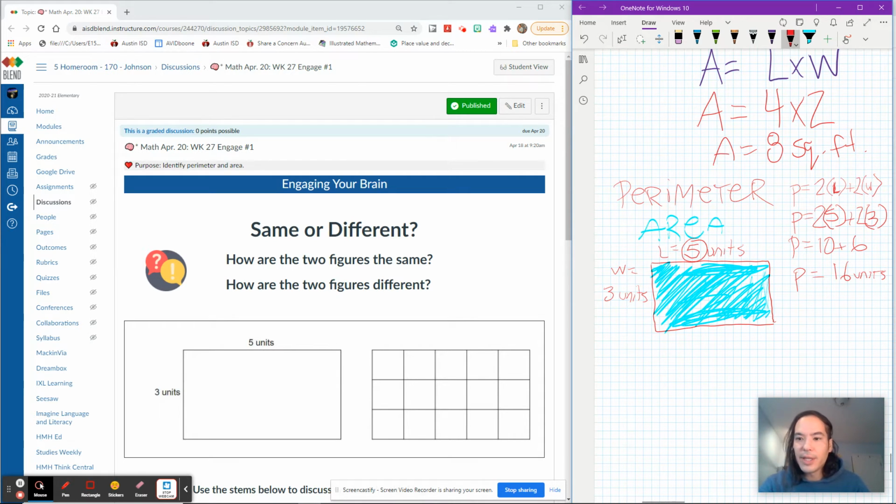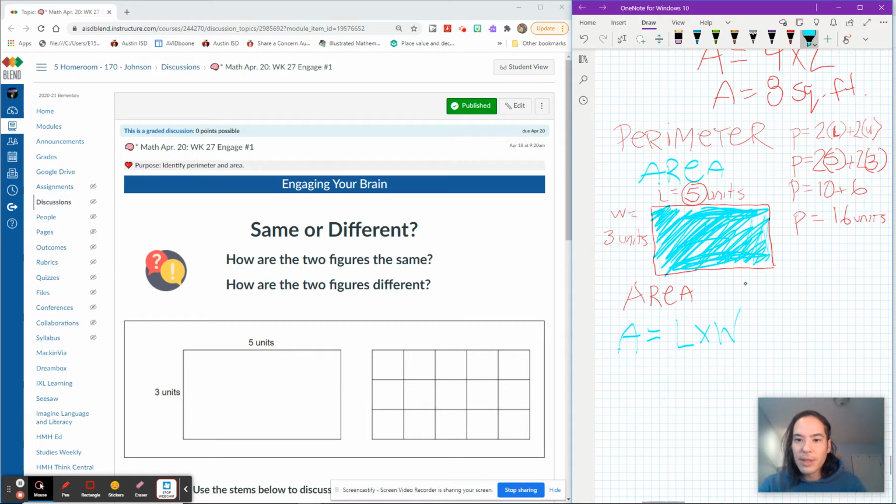All right. So we also need to find the area. If we're looking for area, let me do this in the blue. Our area is going to be length times width. If I plug in my length times width, my length was 5, my width was 3. So my area is 15 square units.